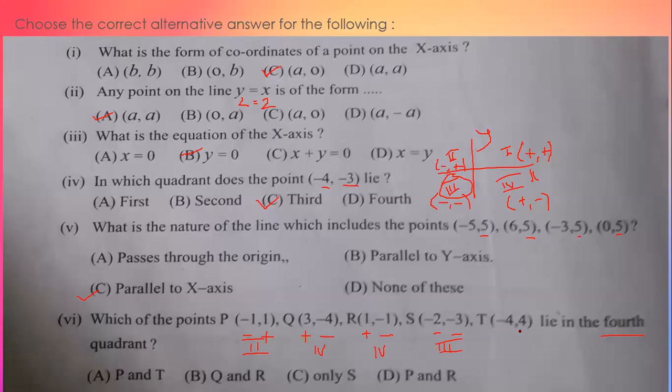T -4, 4, the x coordinate is negative and the y coordinate is positive. So first negative, second positive, it will be in the second quadrant. Now we can see which points among all these are in the fourth quadrant. The first is point Q and the second is point R. So the correct answer for this one is B, that is Q and R.